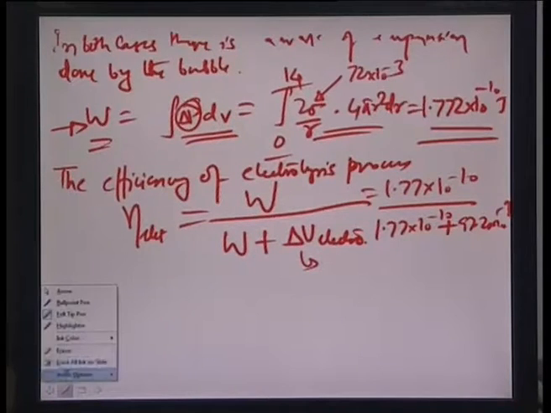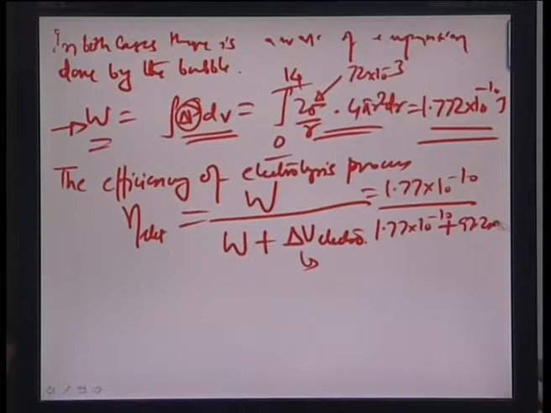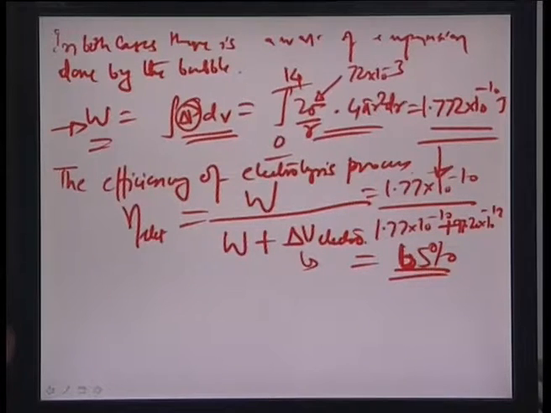Okay, let me write this in a little better manner. So it is 97.2 times 10 to the power of minus 12, and so this efficiency comes out to be roughly 65%. Okay, if you just do this calculation here.